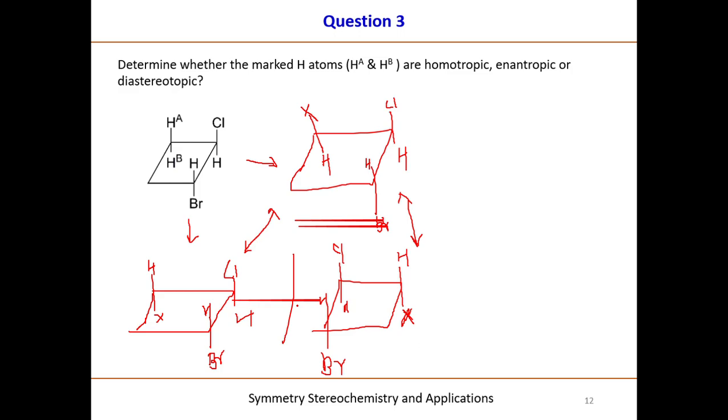That means the molecule is diastereotopic. These two are diastereomers, and the HA and HB group of the molecule are diastereotopic. They are diastereotopic because they are not giving non-superimposable mirror images of each other. So I hope this example is also clear to you.